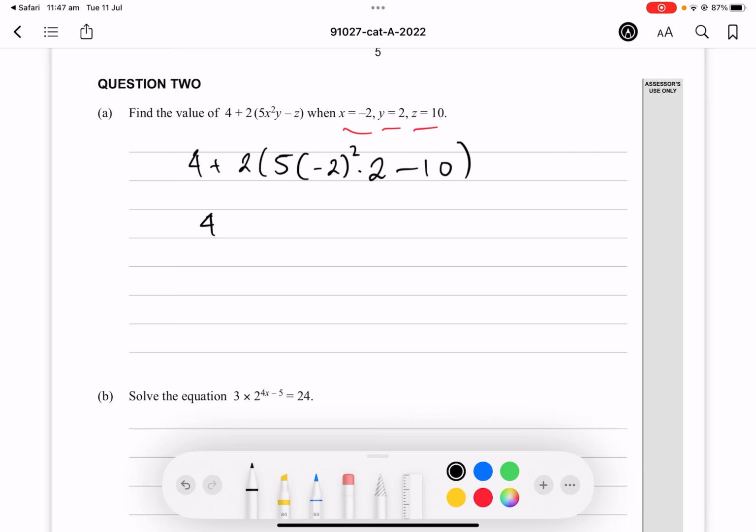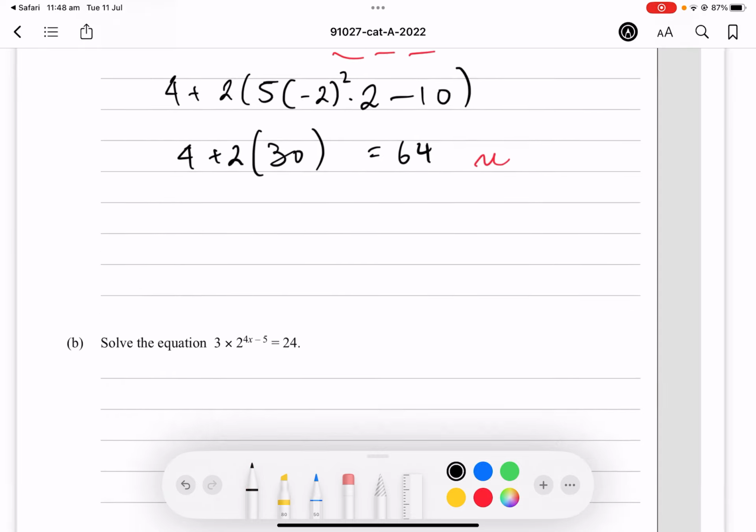Just be careful to not make any mistakes. So this is 4 plus 2 times of negative 2 squared, which is 4. 4 times 5 is 20, times 2 is 40. 40 minus 10 is 30. So we have 30 in here. So 30 times 2 is 60. 60 plus 4 is 64. And this is an achieved grade there.